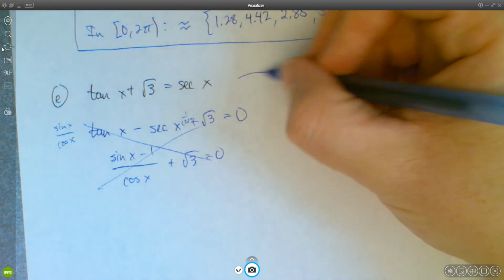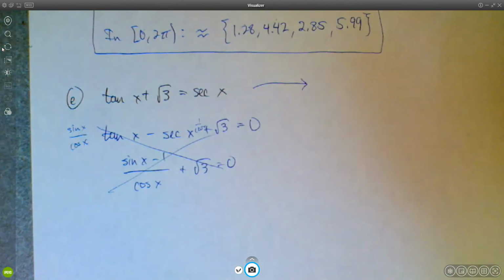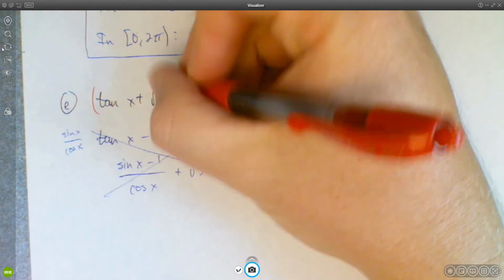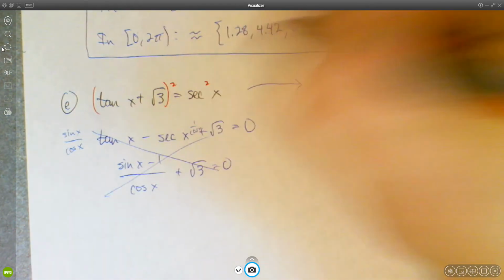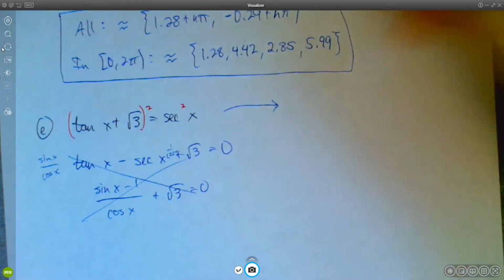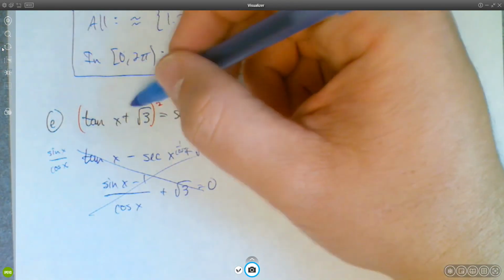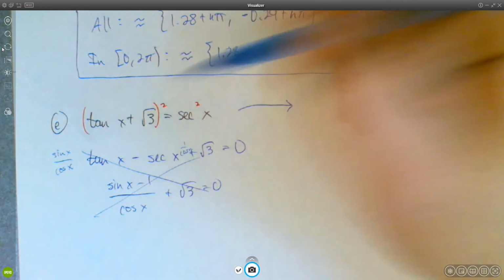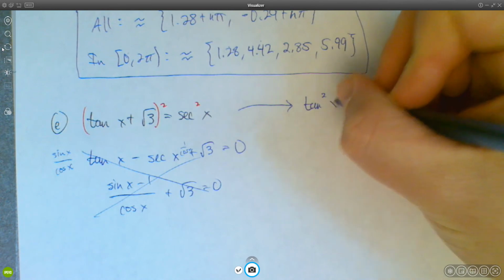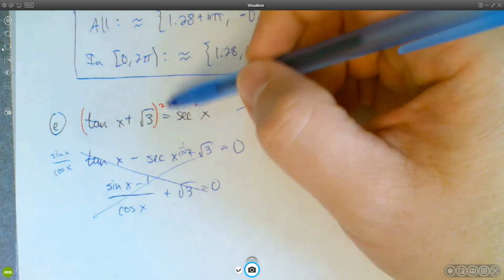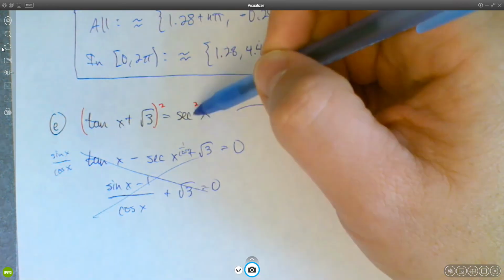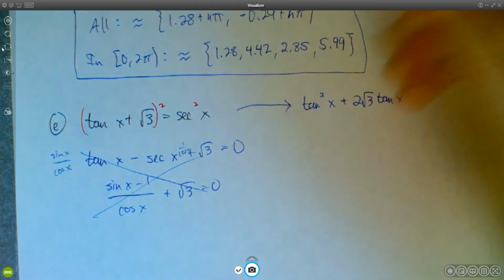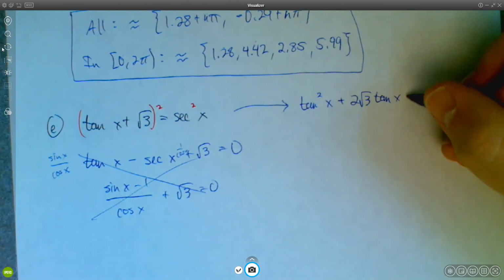Here's what you can do. We can go ahead and square both sides of this equation. Remember, you can't just distribute the two. You have to write this out twice and FOIL it. So I'm going to have tangent x times tangent x, that's going to be tangent squared x. Then tangent x times root 3, and a root 3 times tangent x, so that in total gives me 2 root 3 tangent x. And then a root 3 times a root 3, and that'll just be 3.